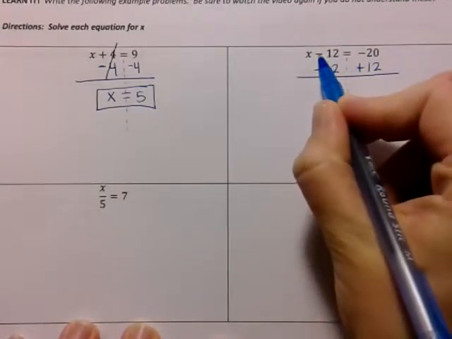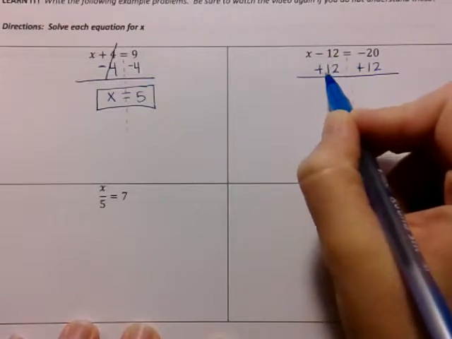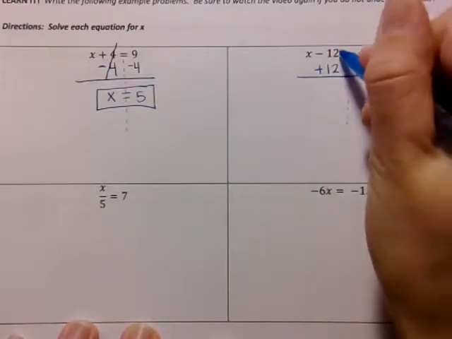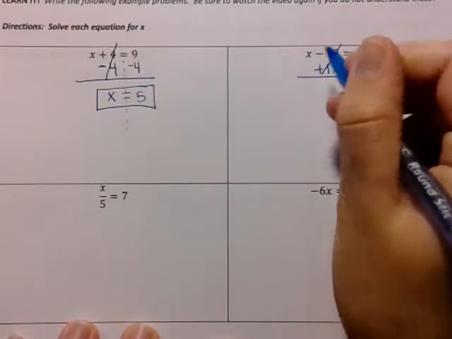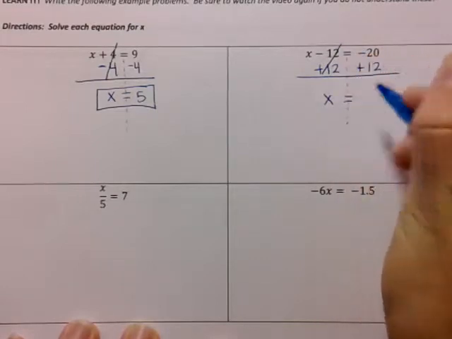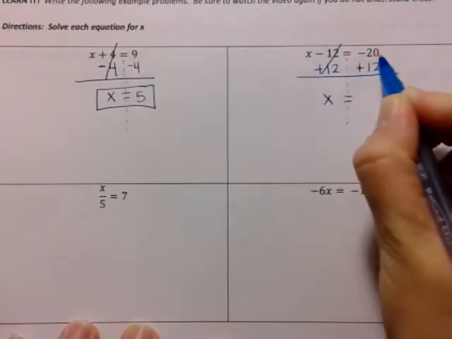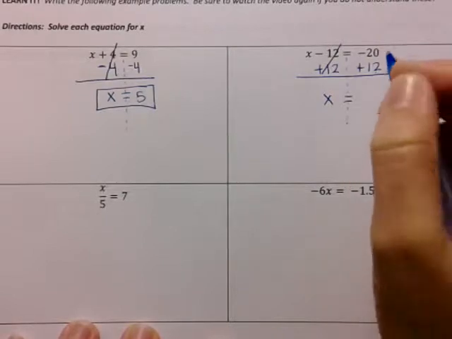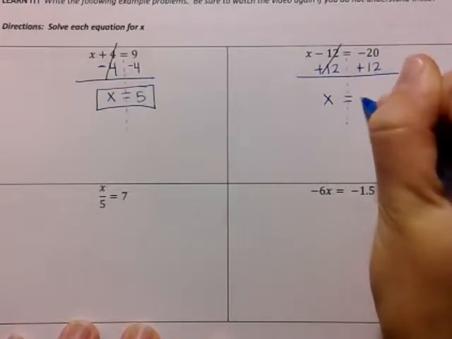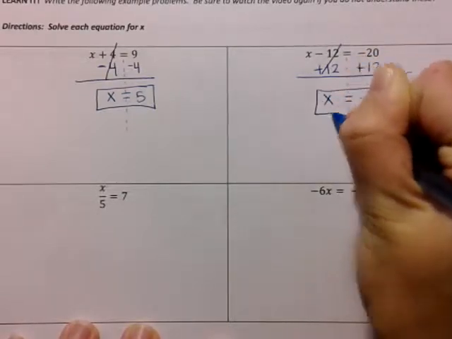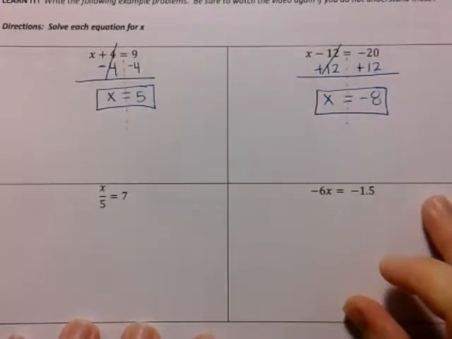Think of this as a negative. So minus 12 plus 12, or negative 12 plus 12 is 0. It cancels out. And I'm left with x equals, then I have negative 20 plus 12. Negative 20 plus 12 gives me negative 8. And my final answer is x equals negative 8.